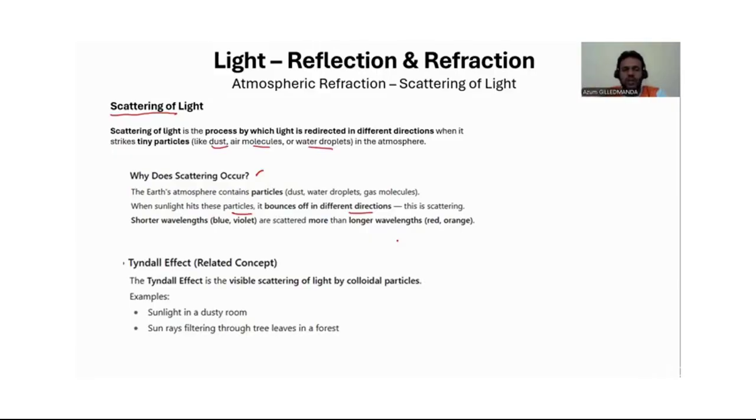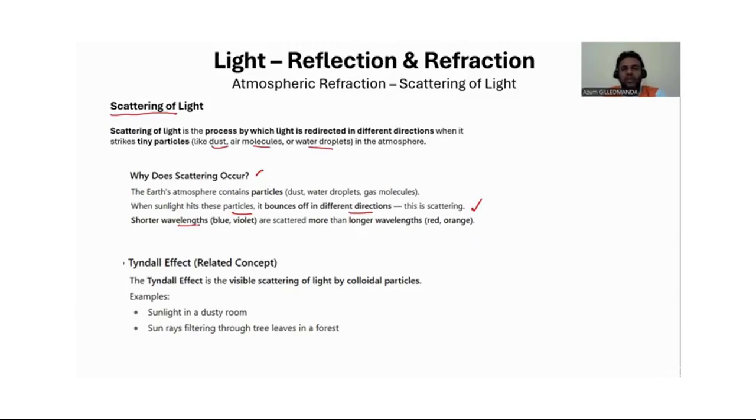Same case here. When sunlight hits the particles in the atmosphere, like dust particles, it bounces and turns into a different direction. That phenomenon is scattering. And here again, the white light has 7 colors.